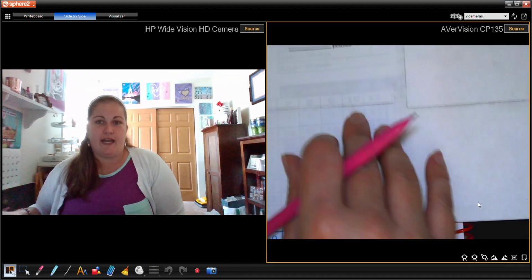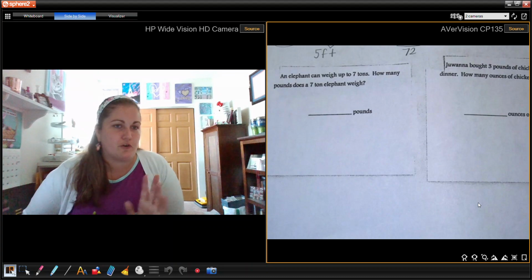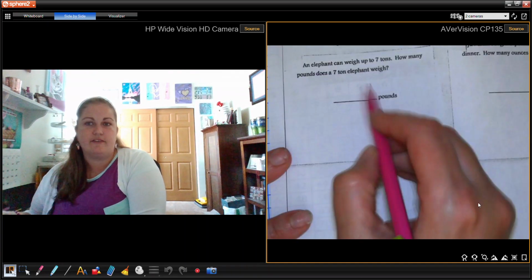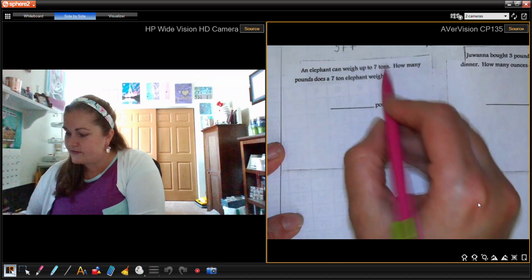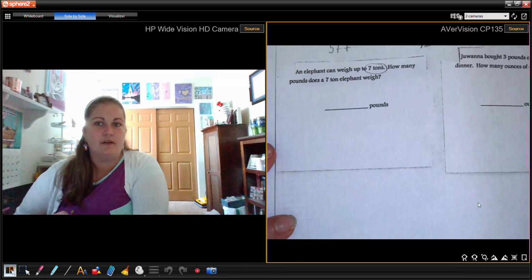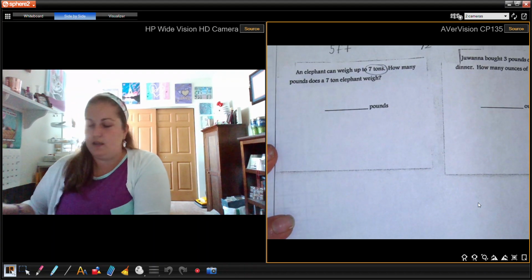Okay, so we have another problem. This one's just asking us to convert one step and done. So it won't take us as long. So I'm going to do one and then you'll do one. So it says an elephant can weigh up to 7 tons. If I was to cube it and circle my number, it says how many pounds does a 7-ton elephant weigh?